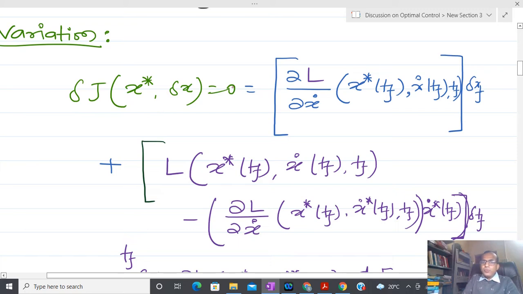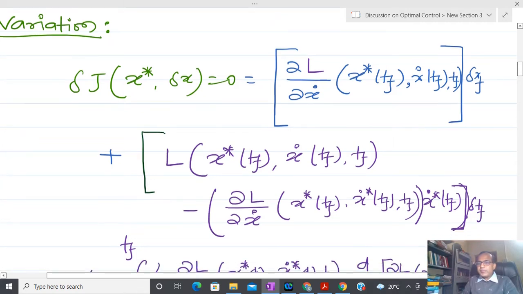In order to make sure that there exists an extremum, I have to keep this variation equal to 0. In this variation, I am assuming that nothing is fixed. The final state is also not fixed, or the final time is also not fixed. Due to that reason, the terms which have variation with respect to the final condition also come into the picture, and the variation in tf also comes into the picture.